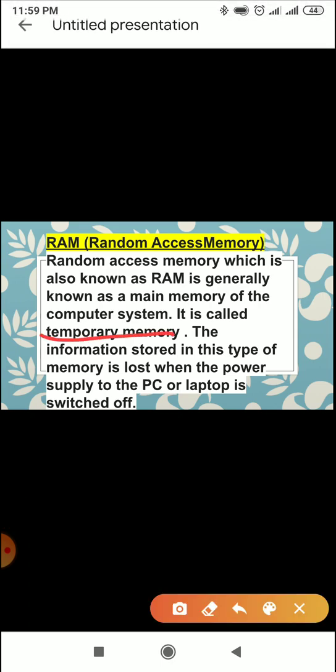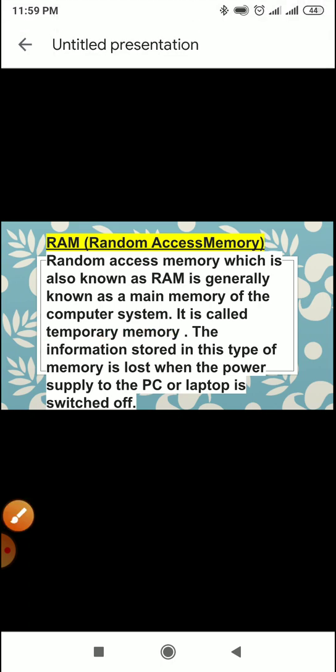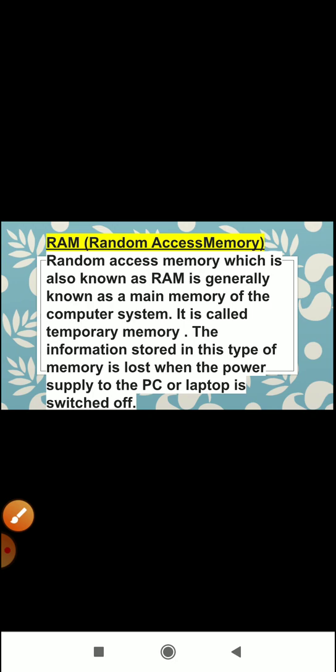Why is it known as temporary memory, children? It is known as temporary memory because when we are working on the computer system, the memory we are using is known as the RAM. In RAM we can read and write. But when we are saving that work in the computer, then the memory we are using is known as ROM. Okay?